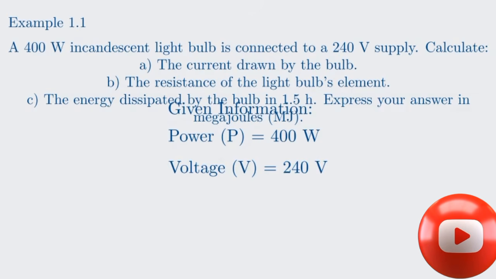It's crucial to understand these terms. Power in watts is the rate at which work is done or energy is transferred. Voltage in volts is the electric potential energy per unit of charge. In simpler terms, it's the electrical pressure.